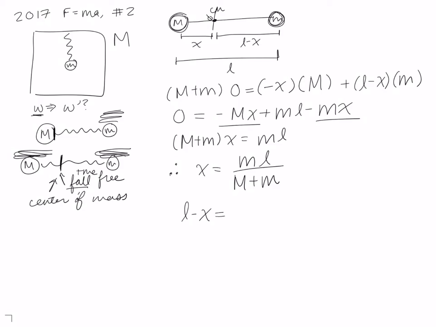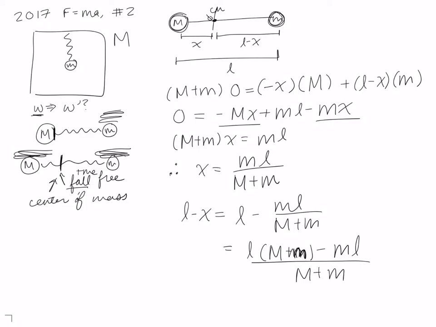And similarly, we can also find L minus x, where L minus x is just going to be L minus mL over large m plus small m, or in other words, L times the denominator minus mL over large m plus small m, and we will cancel out this term right here to get large m times L over large m plus small m. And so we find the distances of our two objects from the center of mass.